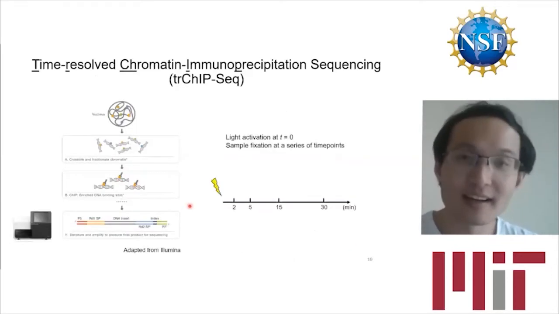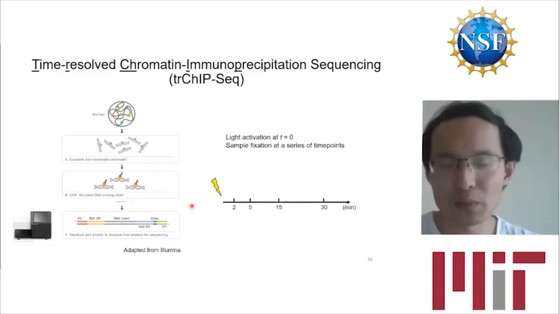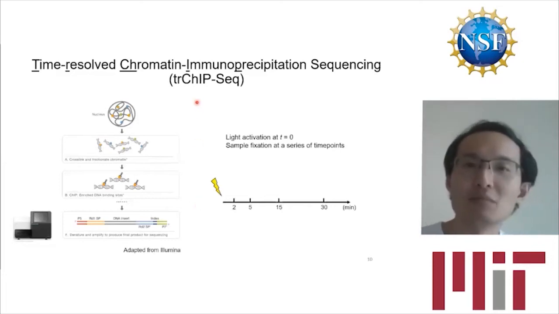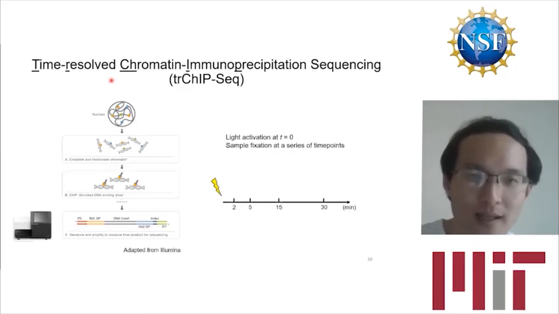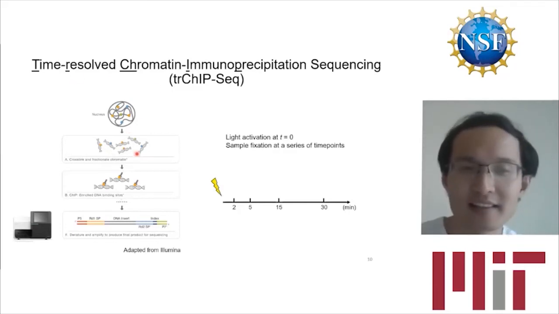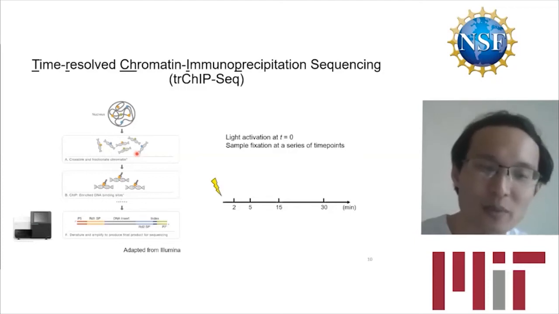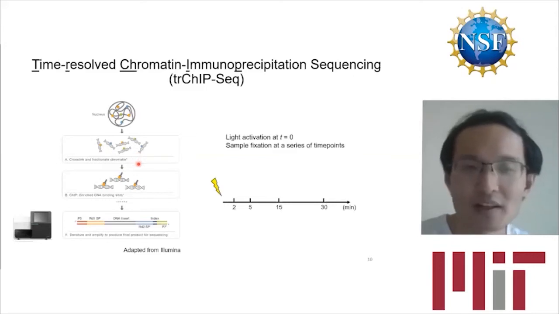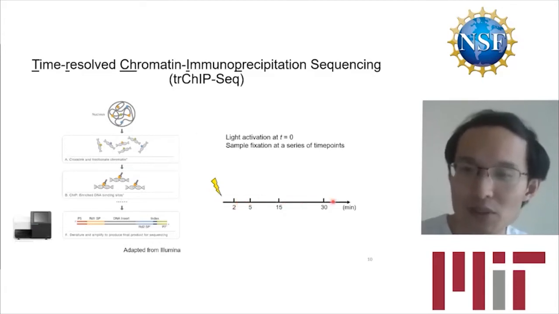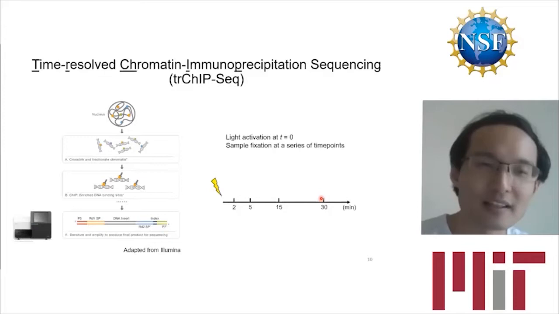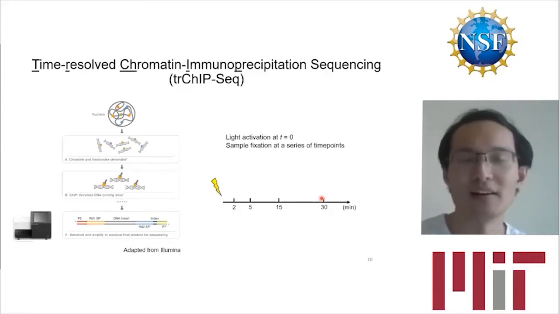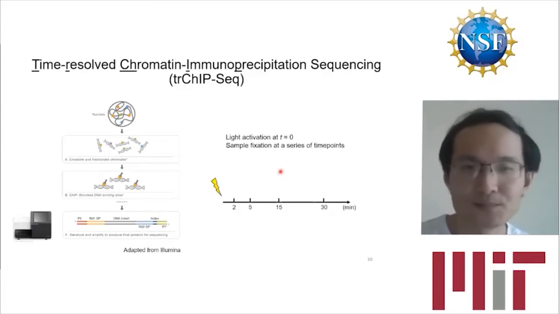To do that, we decided to combine our VF CRISPR with another powerful technique named ChIP-seq, but we are going to do it in a time-resolved fashion. ChIP-seq allows us to investigate DNA sequences bound by a specific protein of interest. Here, we are going to shine a light at time zero and fix the samples at later time points sequentially. Then we are going to process the samples and profile the protein of interest.